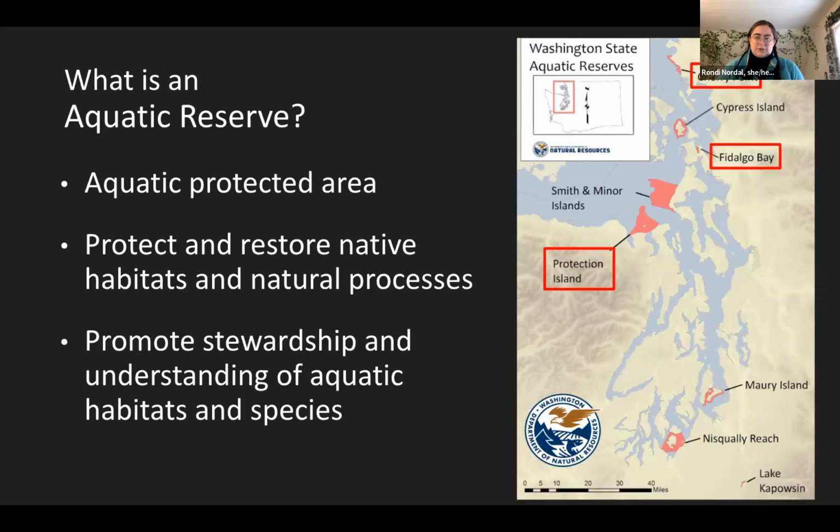Particularly the Aquatic Reserves program. These are areas that were established to protect and restore native habitats and natural processes that are important for a healthy Salish Sea. And with the help of groups such as citizen stewardship committees, the reserve network promotes stewardship and understanding of aquatic habitats and species.